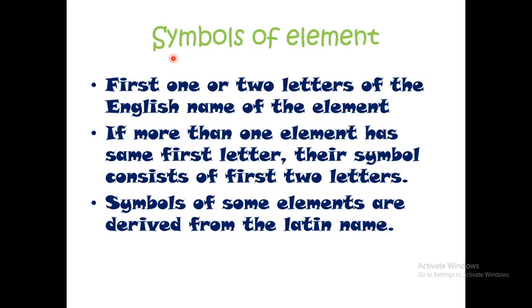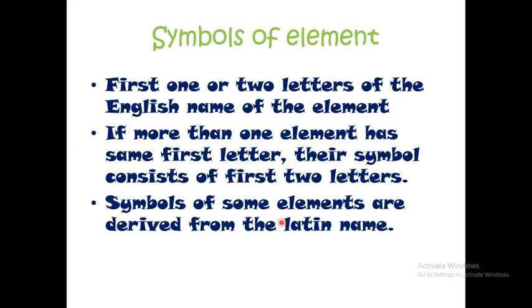First is, the symbol of an element corresponds to the first one or two letters of the English name of that element. For example, the symbol of hydrogen is H and that of aluminium is Al.